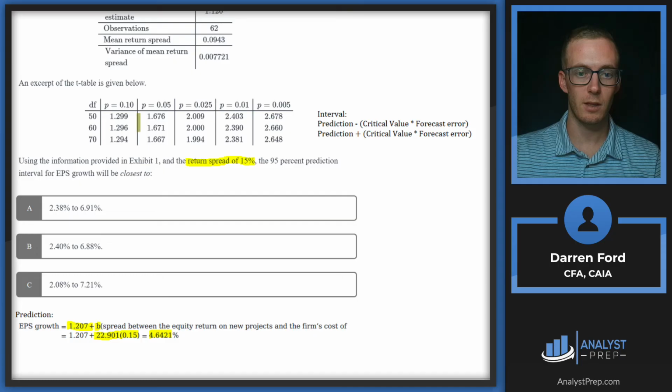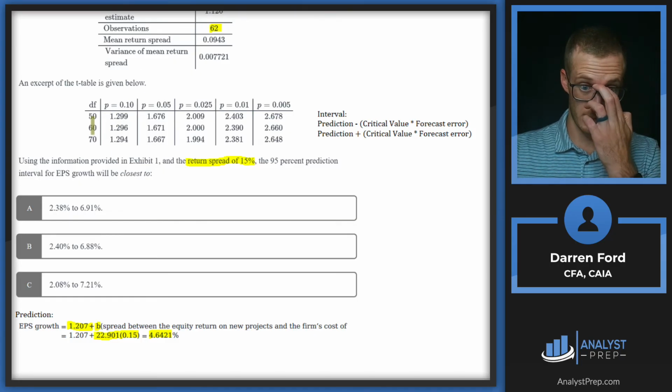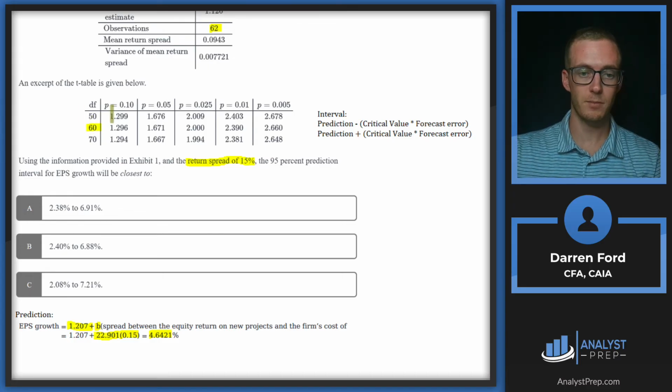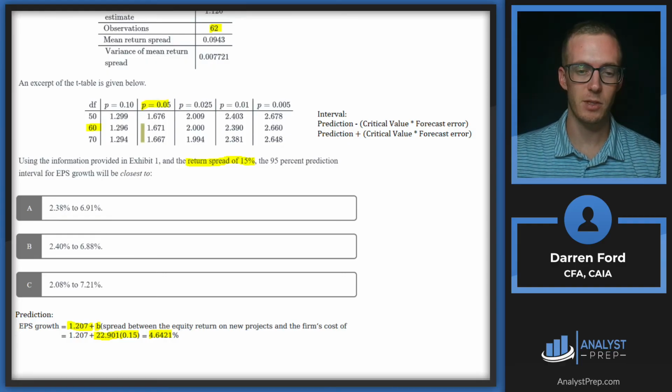Critical value is going to be a little easier to derive. We've got 62 observations here, so we're going to take this 60 number, and then the tricky part comes with which p-value we're using. So we'd be tempted to take this 0.05 since we're doing a 95% confidence interval, 1 minus 0.95, but we need to remember we're taking 95% confidence. We need to take 2.5% off each tail. So our p is going to be 0.025, giving us that critical value of 2.